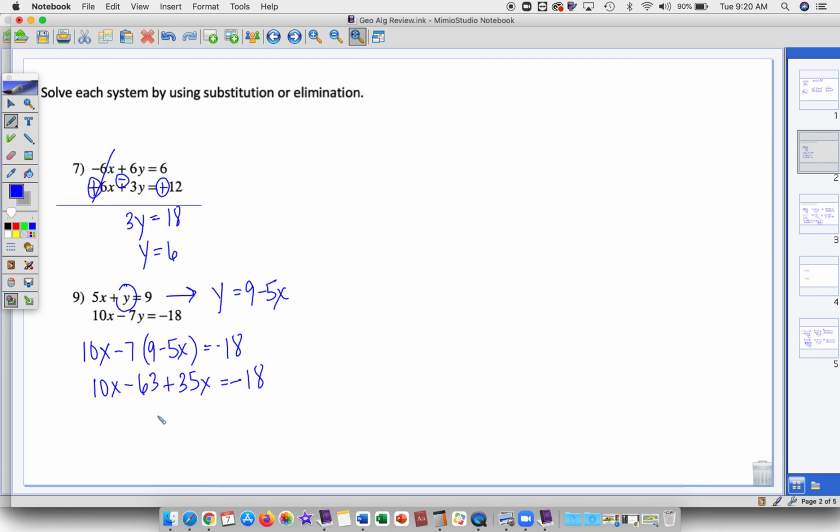When I add my like terms, I get 45x, and then I'm going to add the 63 to the other side, and that gives me a positive 45, so x is equal to 1. So now again, I can go back to any of these equations, this one's probably the best, plug in for x, and solve for y. So go ahead and do that now.